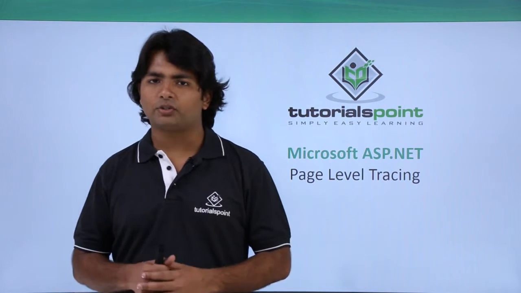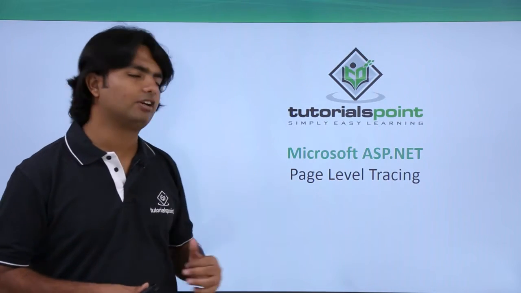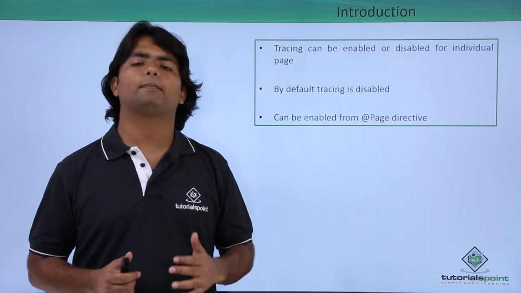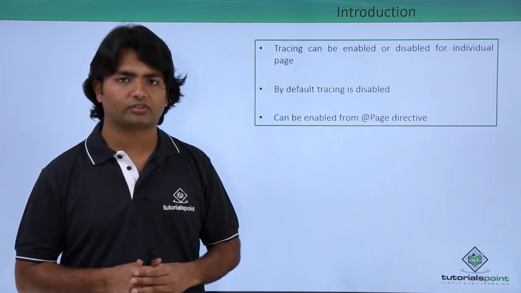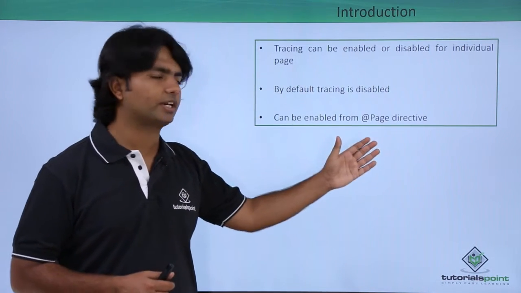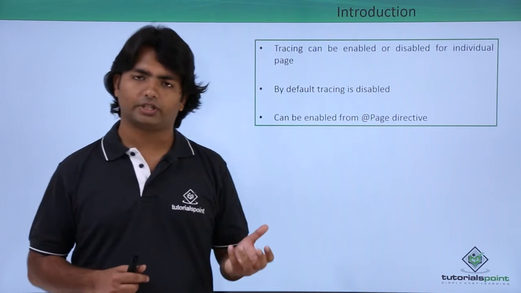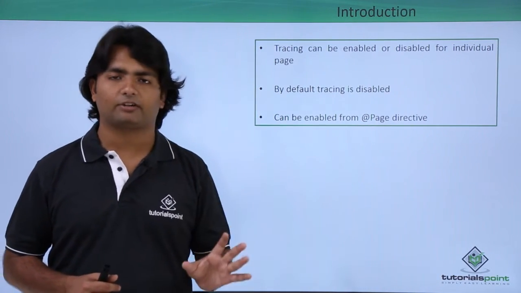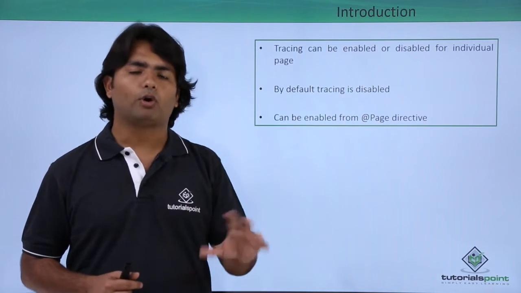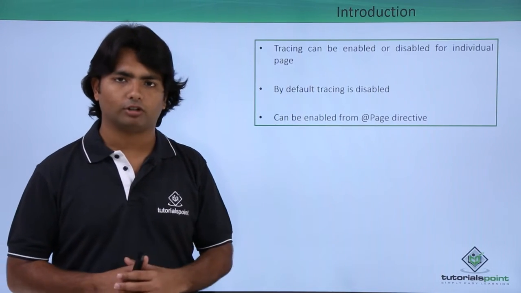Now, in this video, we'll cover the page level tracing. Basically, for enabling or disabling the page level tracing, we can come to the page directive, which is available in every ASP.NET page. There, you can just pass the trace attribute with the value true or false. By default, it is false.